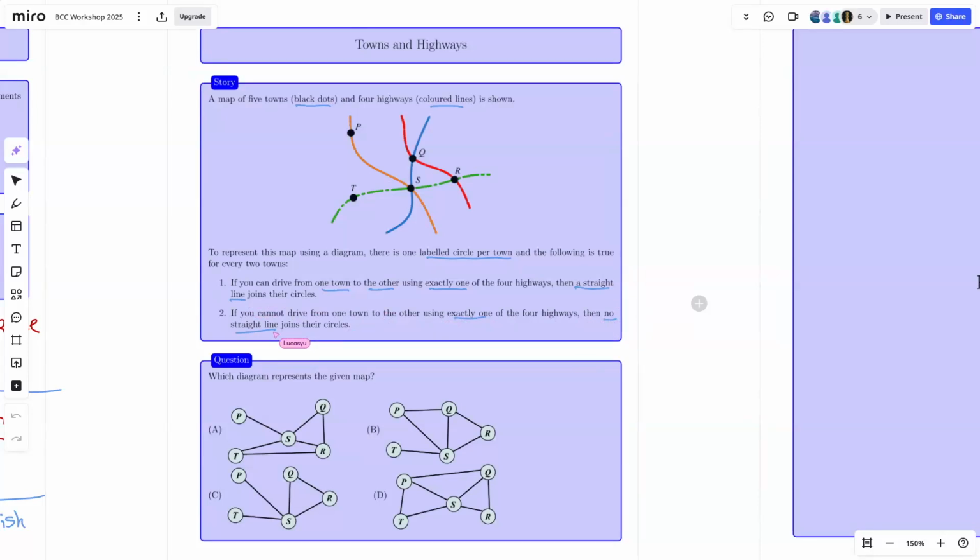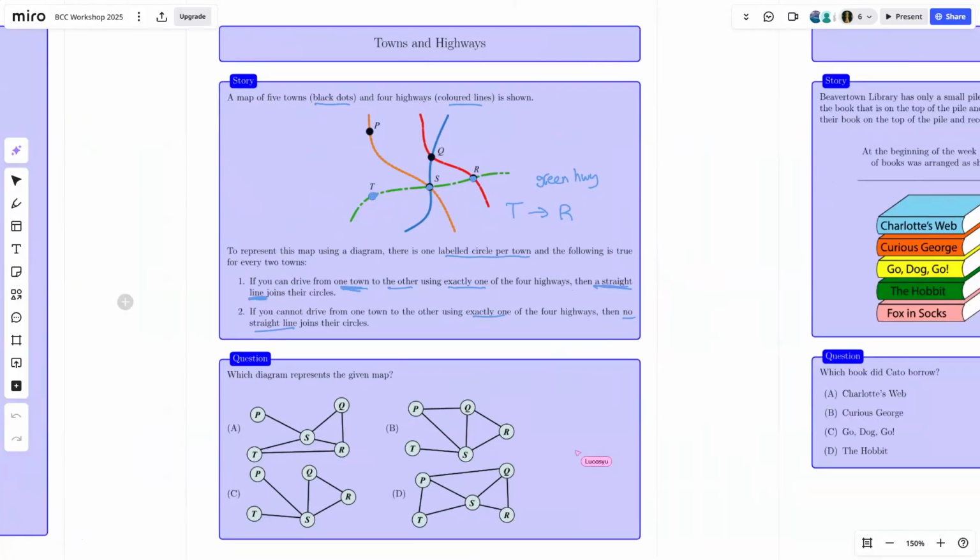So let's just start on point T and observe some things. There's a line joining T and S, as well as the highway or the green line joining T and R. So by the first statement here, we can drive from point T to point R using the green highway. So therefore, there is a straight line that joins their circles. Looking at the answer choices, A has a line that goes from T to R, right?